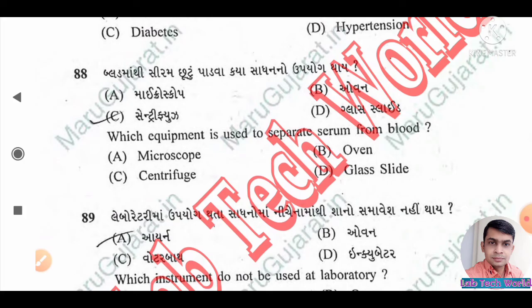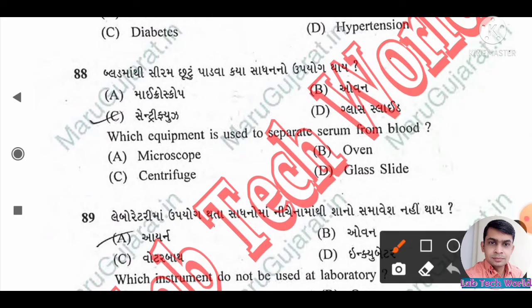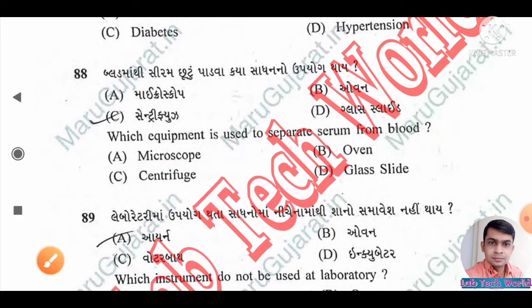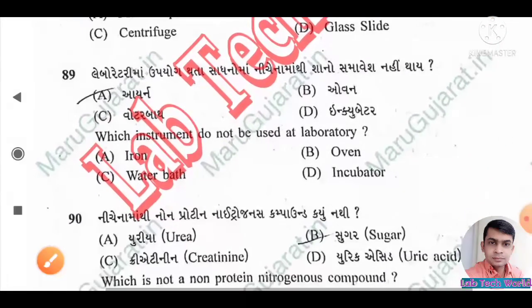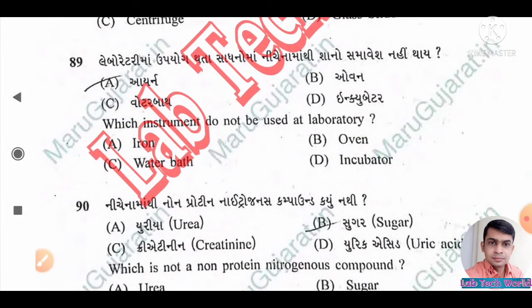Which equipment is used to separate serum from blood? Options: A, microscope; B, oven; C, centrifuge; D, glass slides. It is also one of the easiest questions. All of you can answer. The correct answer is centrifuge, which is used to separate serum from blood. Move to the next question, number 89.